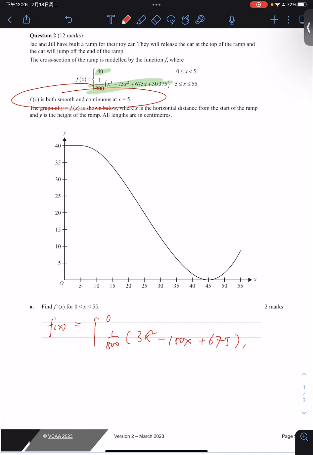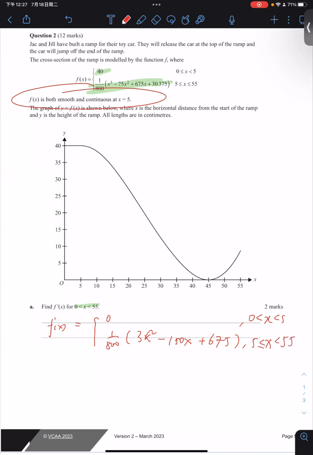And as a function, you need not just the expressions but also the domain. So for the first part of the domain, x is less than 5 but greater than 0, because, watch that, the question just asked for the domain between 0 and 55 exclusive. So do not use the original domain including the 0. And also x greater than or equal to 5 and less than 55.